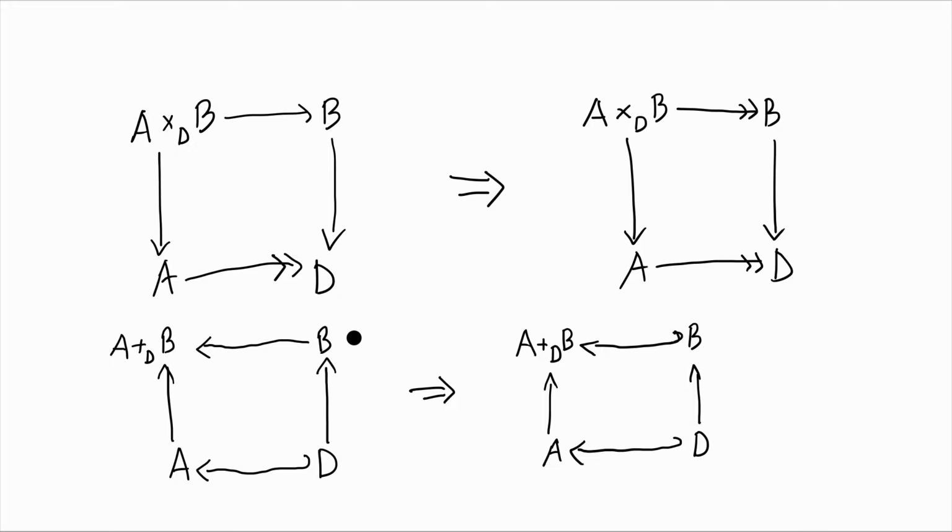Dually, this will give us a result for a co-Cartesian square where we have the fiber coproduct of A and B. And if we have a monic right here between these objects, then we'll have a monic up here.